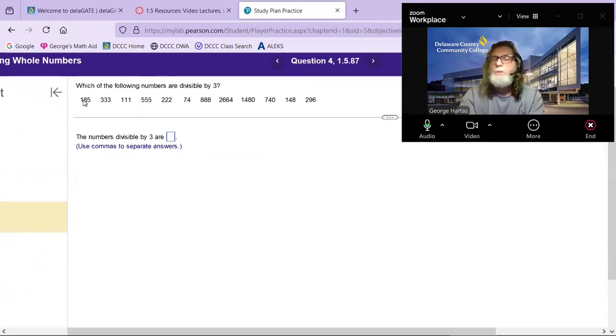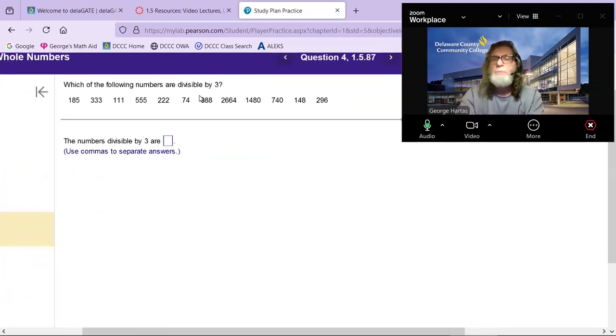Now they want to know which of these numbers are divisible by 3. And recall for the number 3, we add the digits. Okay, we're going to add the digits. So follow along. We'll add these together mentally. You could write it down if you want, but let's try it mentally and see what happens. So we have to add the digits, right? 1 plus 8 is 9. 9 plus 5 is 14. 3 does not divide into 14 evenly. So we're going to skip that.